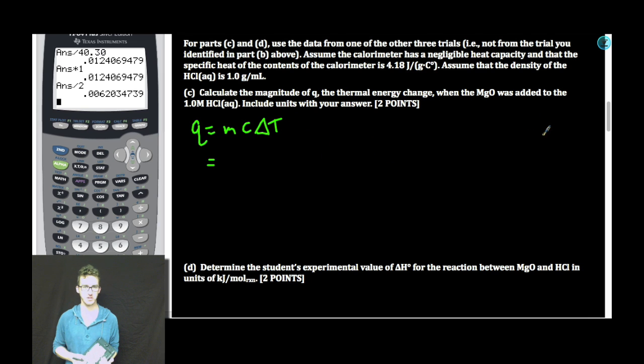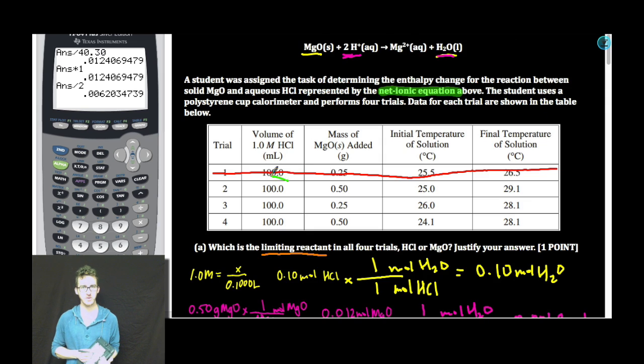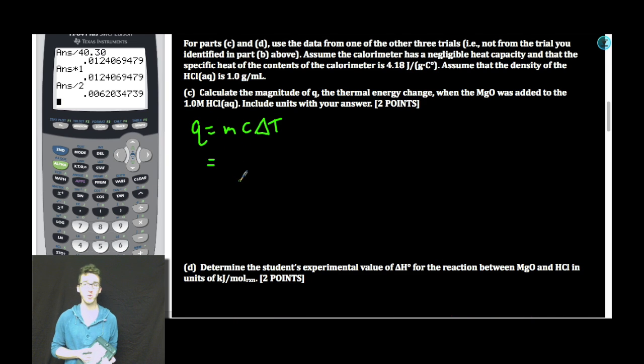For the mass of trial 2, be cautious. Recall that we're using 100 milliliters of HCl, and we're told to assume that its density is 1 gram per milliliter. So if I have 100 mLs of HCl, I have 100 grams of HCl, and I have 0.5 grams of magnesium oxide. So I want to make sure that I'm including the total mass of the solution, or the HCl and magnesium oxide combined. So my mass is 100.50 grams, HCl plus MgO. Even though this is not pure water, it's an aqueous solution that is mostly water.